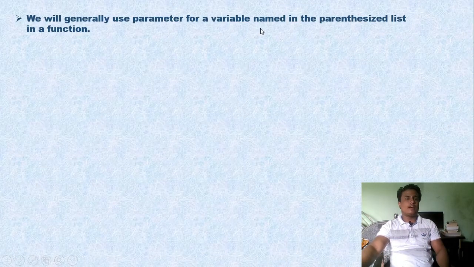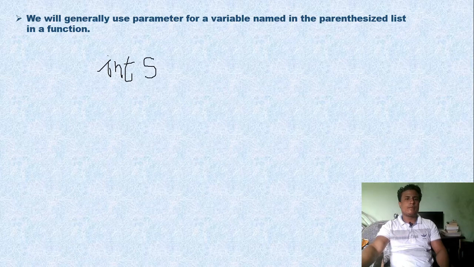So let's see the point here. We will generally use parameter for a variable name in a parenthesis list of a function. So what does this mean? It says, suppose this is a function.